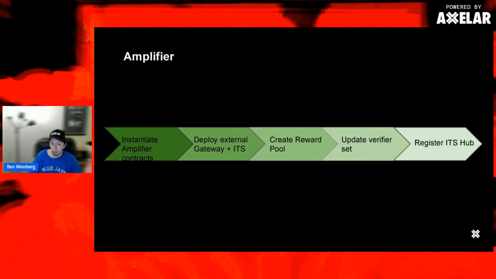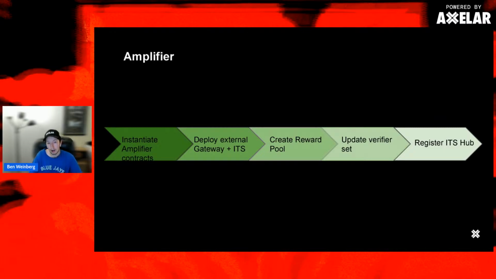We then have to create a reward pool for our verifiers, who need to register their chain support for each new chain that we're integrating. We then have to update a verifier set for that chain and register with what's called ITS Hub, which we don't really have to worry about for now. I'll save ITS Hub for another time. But these are the different steps required to integrate a chain with Amplifier.